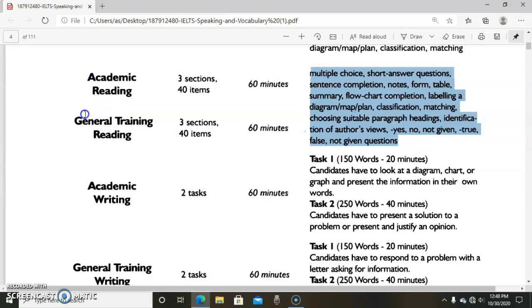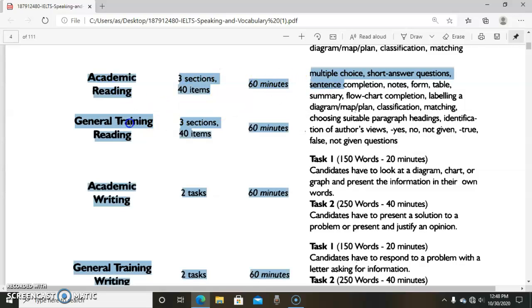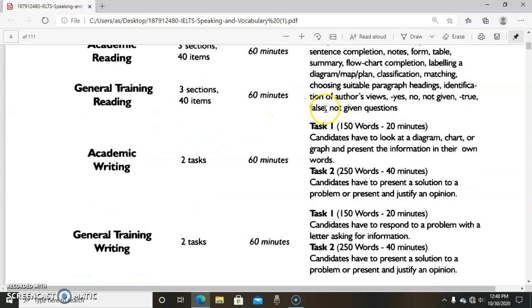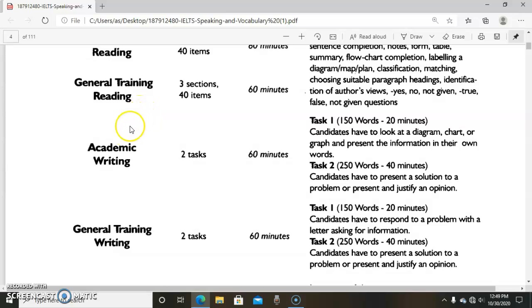The academic reading and then the general training reading. If you are taking the academic, you will be sticking to this, all right. You will be given the academic reading. If you are taking the general training, then you will be given the general training, right? Both of them are the same here, right? 60 minutes time, 3 sections, 40 questions, and the question types are the same, right? There is no difference.